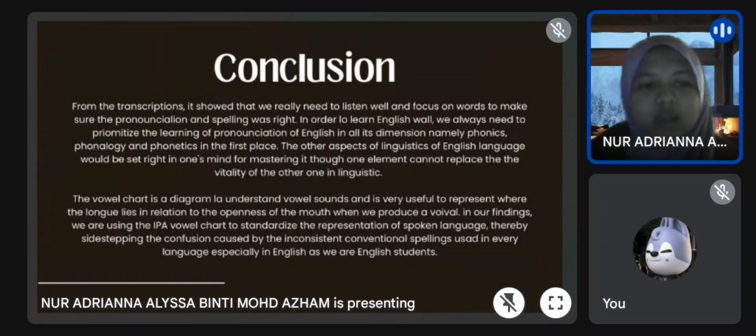The vowel chart is a diagram to understand vowel sounds, and it is very useful to represent where the tongue lies in relation to the openness of the mouth when we produce a vowel. In our findings, we often use the IPA and IPA vowel chart to standardize the representation of spoken language, thereby sidestepping the confusion caused by the inconsistent conventional spellings used in every language, especially in English, as we are English students. So that's all from me.